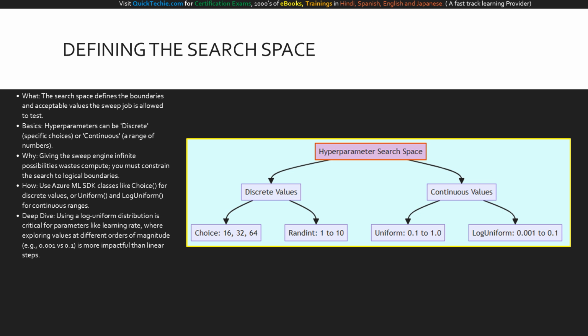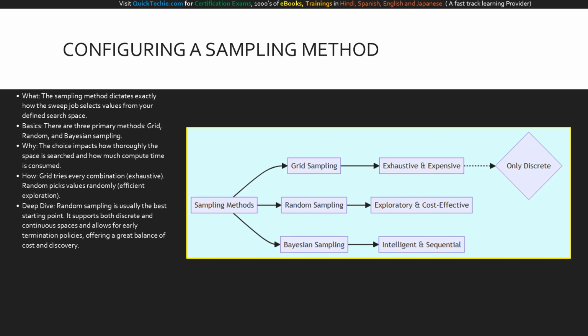Under continuous, we define boundaries. The uniform node allows the engine to pick absolutely any decimal value between 0.1 and 1.0. The log uniform node is specialized for finding optimal scales, jumping through magnitudes. By mapping out your parameters like this before configuring your job, you tightly constrain the compute and guarantee highly efficient experimentation. Now that we have a search space, how does the sweep job decide which specific numbers to pick?